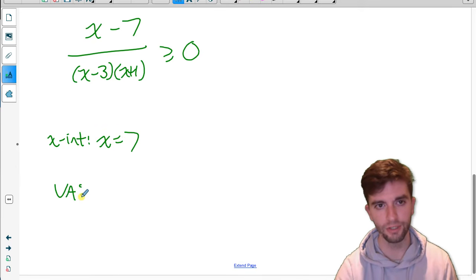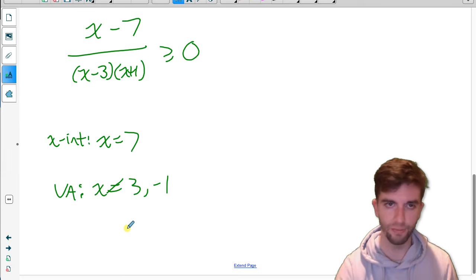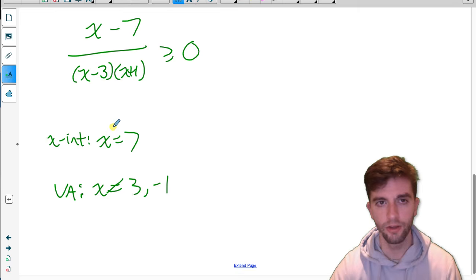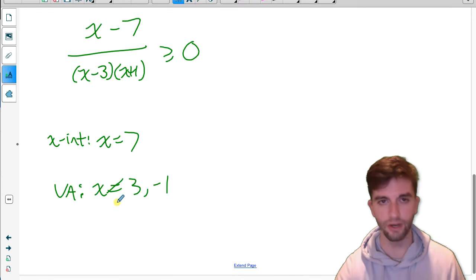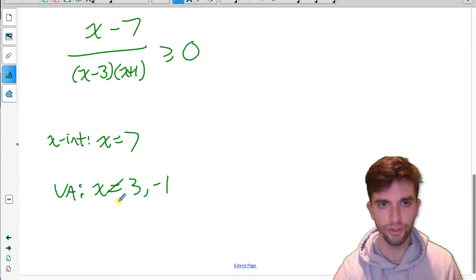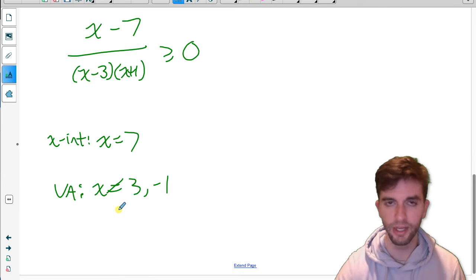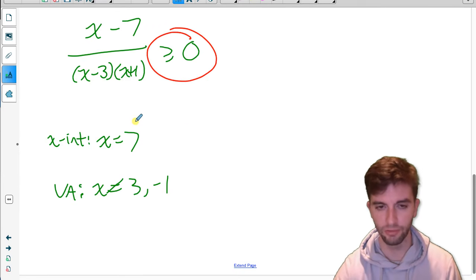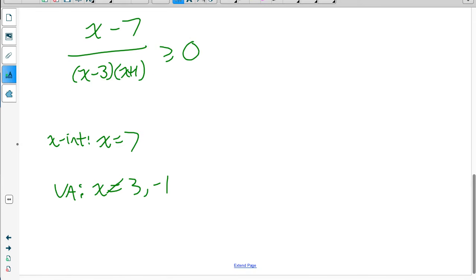And the vertical asymptotes are x values that make the denominator be 0. So x can't be 3 or negative 1. Either of those would make the denominator 0, making this whole rational function undefined. So these three values are the places where the function might switch from being positive to negative. So we'll use those as dividing points and test x values within each of the intervals. In this question, we're interested in when is the function greater than or equal to 0. So when is it 0 or positive? So let's set up our factor table.